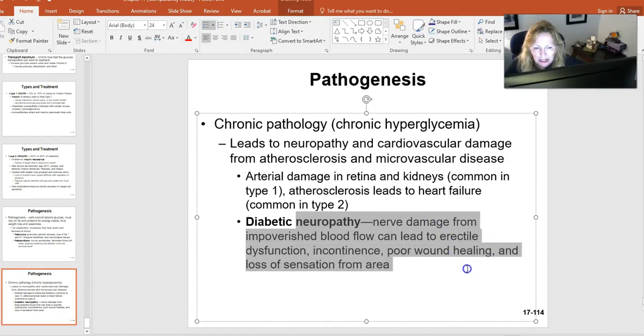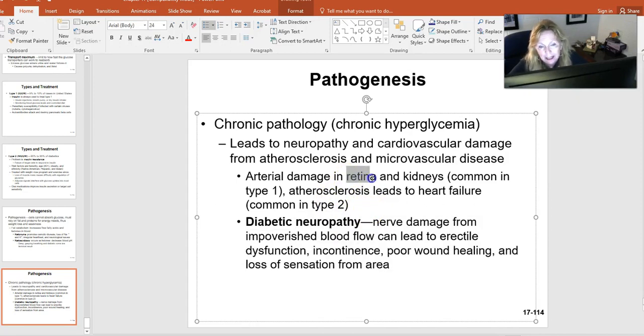And so you can see some of these problems: wound healing, lack of sensation, so you don't even know if you've injured something. Blood supply is compromised to the tissues, so then you end up having risk of amputations because of gangrene that can set in because of lack of blood supply. Sight can be lost. Kidneys fail.